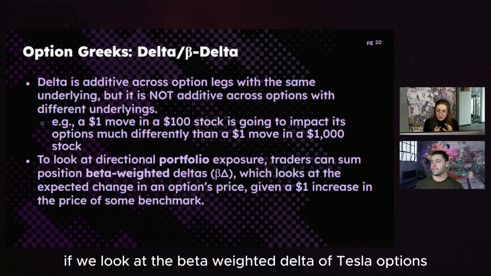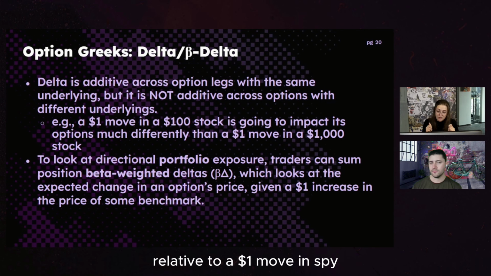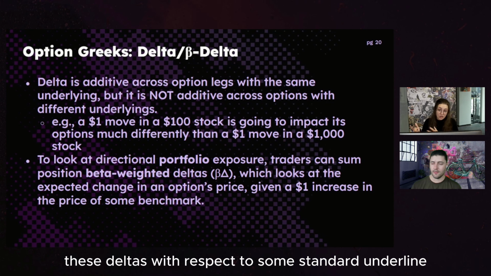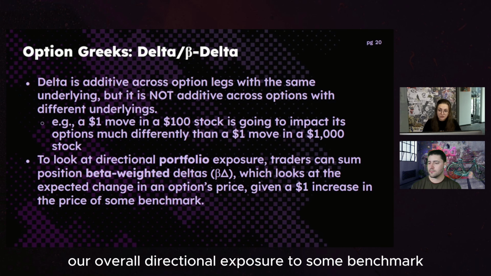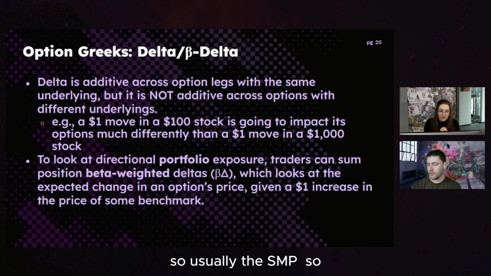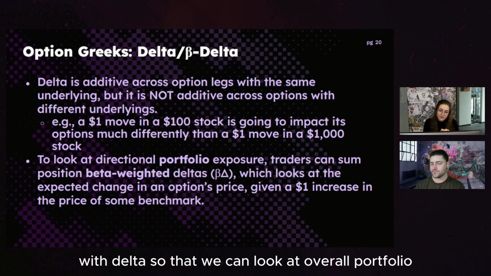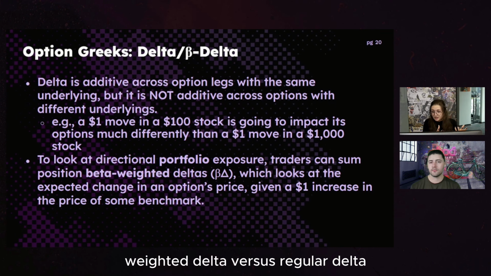So basically, if we look at the beta weighted delta of Tesla options and Apple options, both of those beta weighted deltas tell us the expected change in those options relative to a $1 move in SPY, for example, if that is our benchmark. Because we are normalizing these deltas with respect to some standard underlying, normalizing those units basically, now we can look at the beta weighted delta of an entire portfolio and gauge our overall directional exposure to some benchmark, which is usually the market, so usually the S&P. That's a way to get around this limitation with delta so that we can look at overall portfolio delta and overall directional exposure. So that's when we would use beta weighted delta versus regular delta.